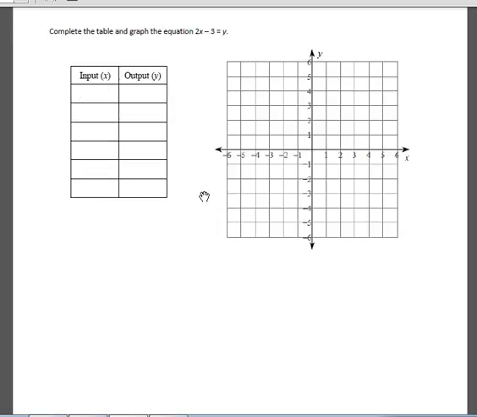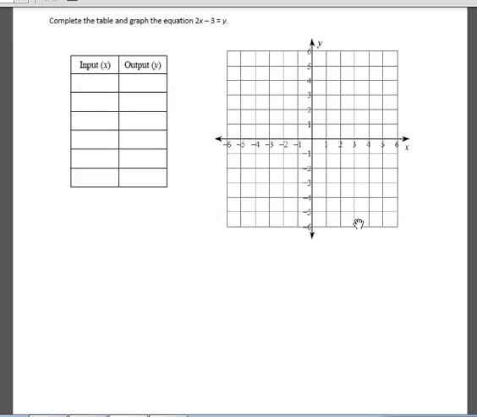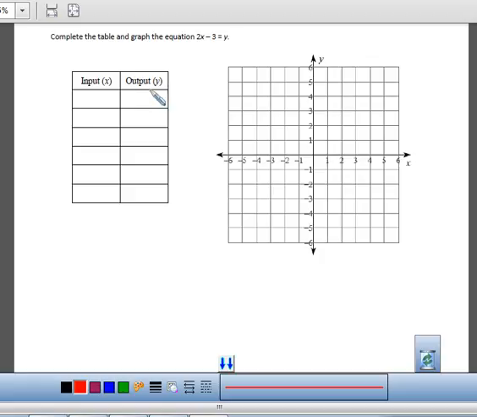So let me move the screen up a little bit. We're going to need lots of space for this. You'll notice there's lots of space at the bottom of your paper for us to complete this task. Okay, so notice our table has input and output values. And we have an equation.